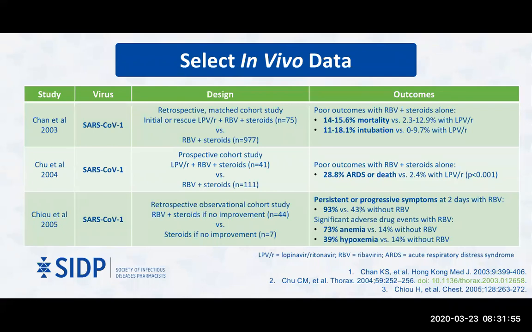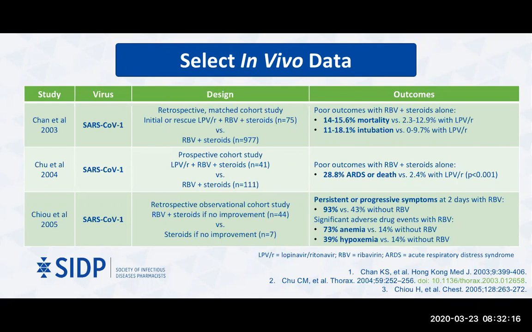And this was different than when you had lopinavir/ritonavir in addition up front. Those arms seemed to do better. The last study of Chow and colleagues from 2005 was looking at instituting ribavirin monotherapy. And if patients didn't improve by 2 days, then they would start steroids. And that was compared to just supportive care at baseline.